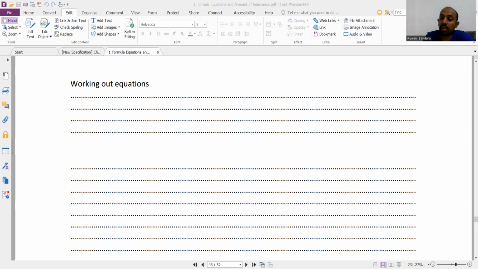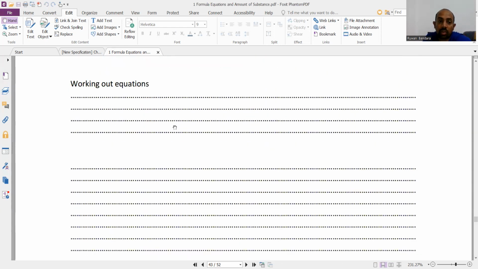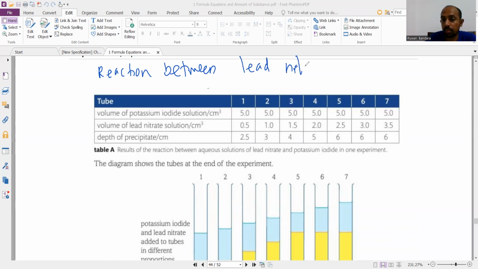I'll show one example. Write down the topic: working out the equation for the reaction between lead nitrate and potassium iodide.